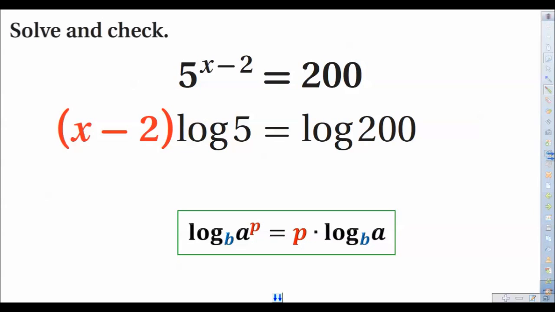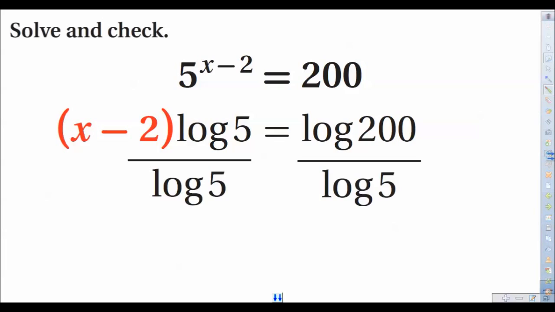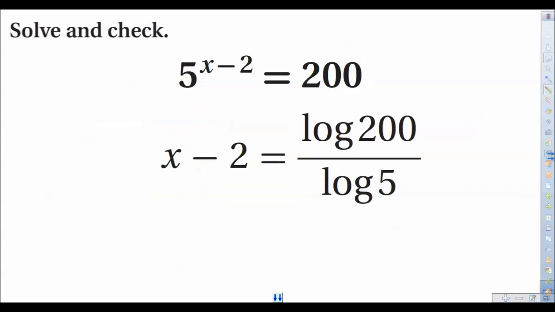Now just like earlier we divided by the log of 3, now we're going to divide both sides by the log of 5. That's going to divide out to be 1. And we'll be left with x minus 2 equals log of 200 divided by log of 5. Now log of 200 divided by log of 5 will give you a decimal that's pretty lengthy. I'd like you guys to hold off on rounding your numbers until you get your final answer for x.